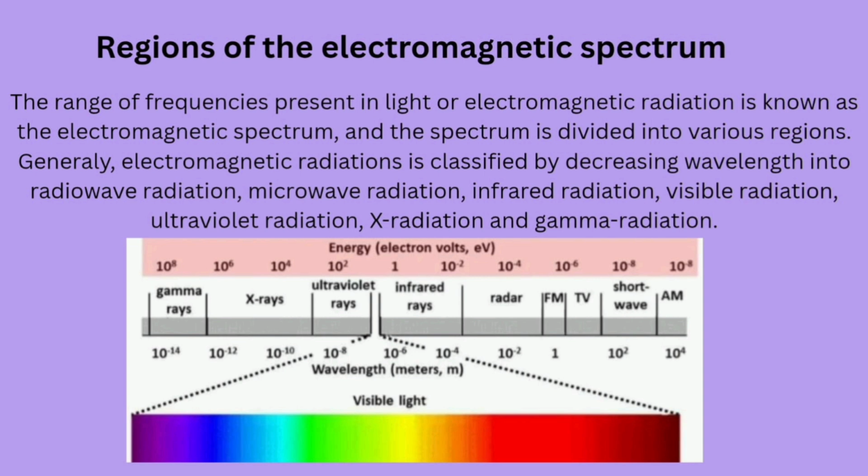Regions of electromagnetic spectrum. The range of frequency present in light or electromagnetic radiation is known as the electromagnetic spectrum, and the spectrum is divided into various regions. Generally, electromagnetic radiation is classified by decreasing wavelength into radio wave radiation, microwave radiation, infrared radiation, visible radiation, ultraviolet radiation, X radiation and gamma radiation. In this figure, we can see the regions of electromagnetic spectrum.